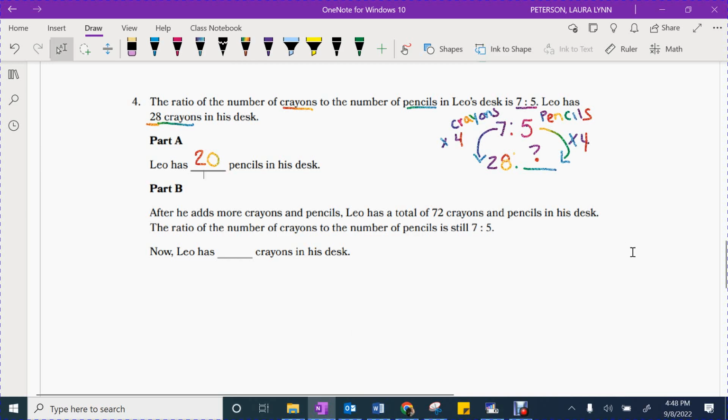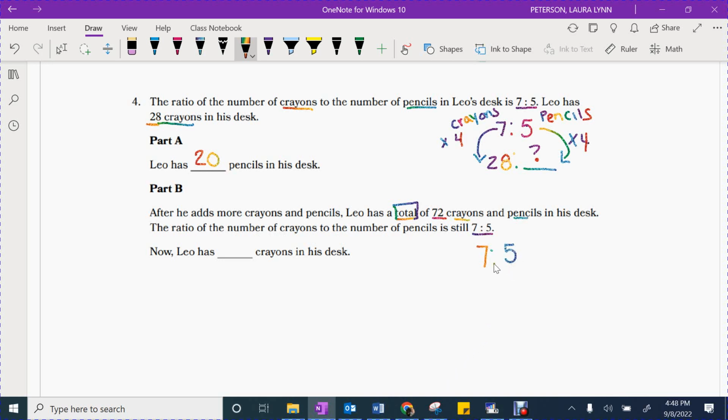Last part, B says, after he adds more crayons and pencils, he has a total. Ooh, that's an important word. I'm going to box it. Total of 72 crayons and pencils. The ratio of the number of crayons and pencils is still the same. So we're still starting off with this ratio, 7 to 5.